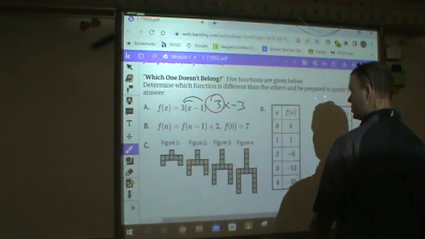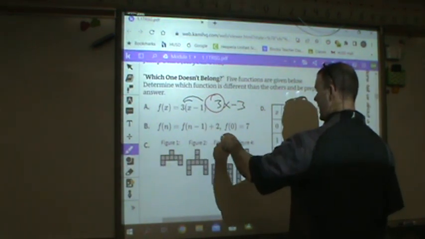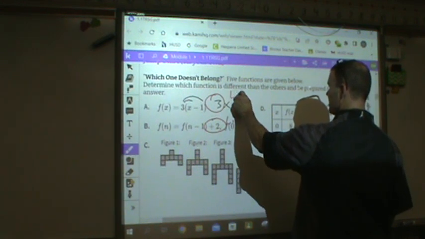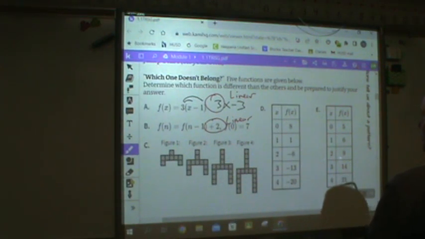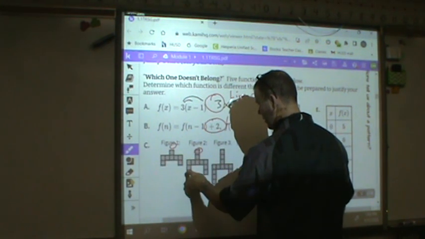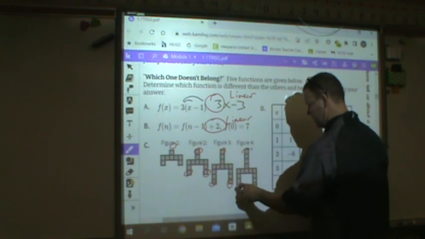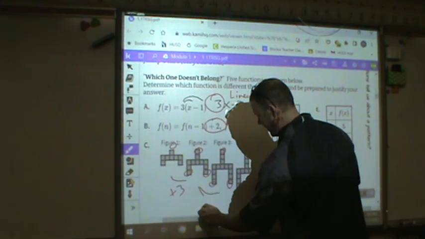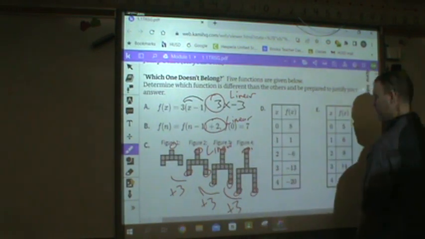B is a recursive equation because it's in that form, and it gives you a beginning value. If you look back, the constant rate of change here is 2, so this is linear. C, what is happening in C? Most of you noticed it is adding 3 every time. The next figure added 3 from the previous, and so on. So plus 3, plus 3, plus 3. That is a linear function.